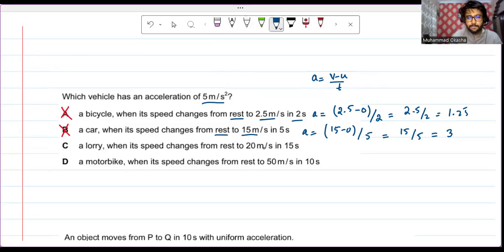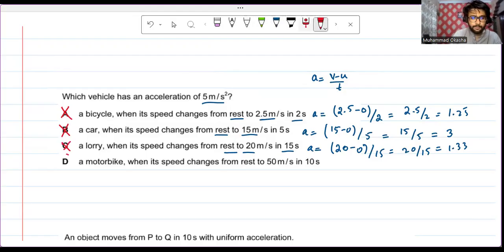A lorry, when it changes speed from rest to 20 meters per second in 15 seconds. So final speed is 20, initial speed is 0, divided by 15. That is going to be 20 by 15. 20 divided by 15 would be 1.33, which is definitely not 5. So I'm going to cross out this one. Of course, the answer is going to be D because that's the only option left.